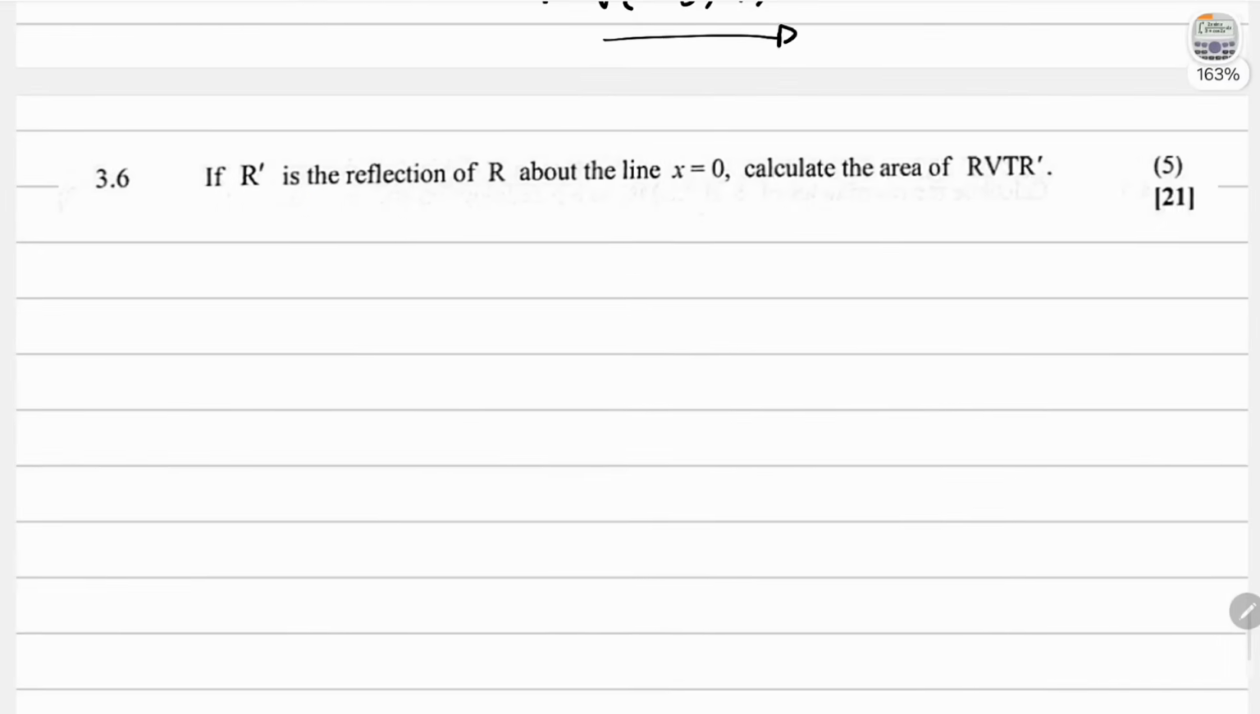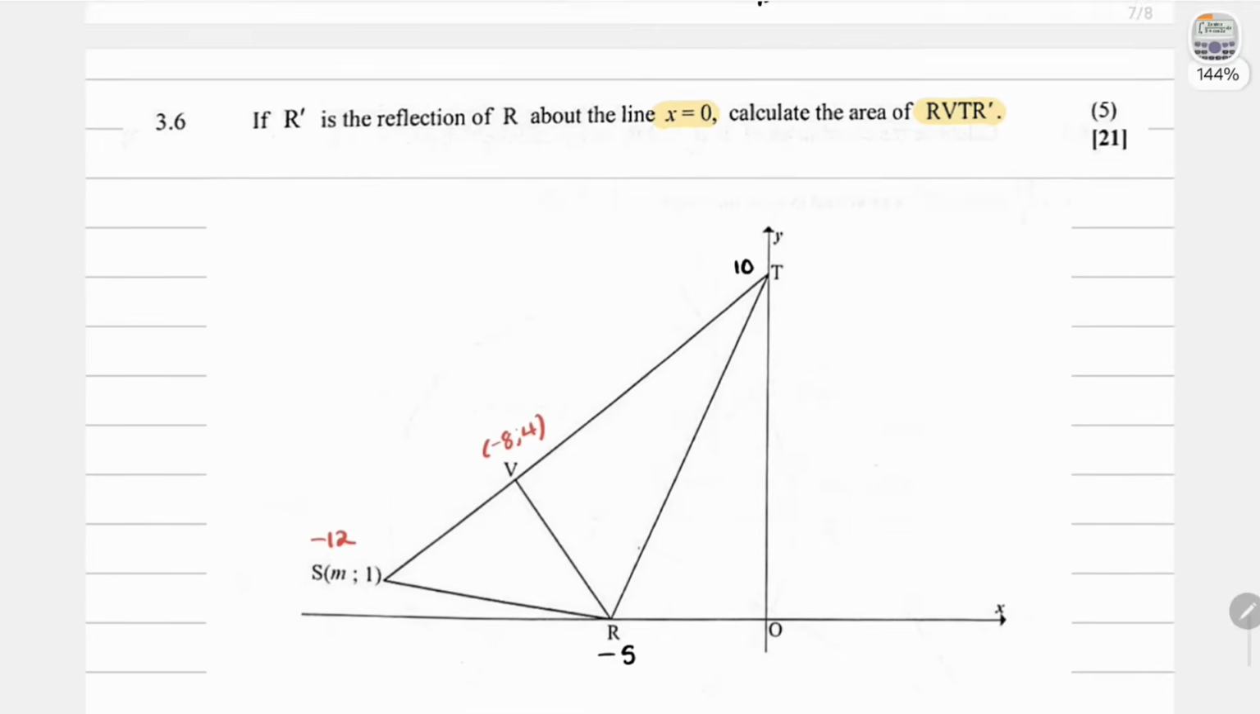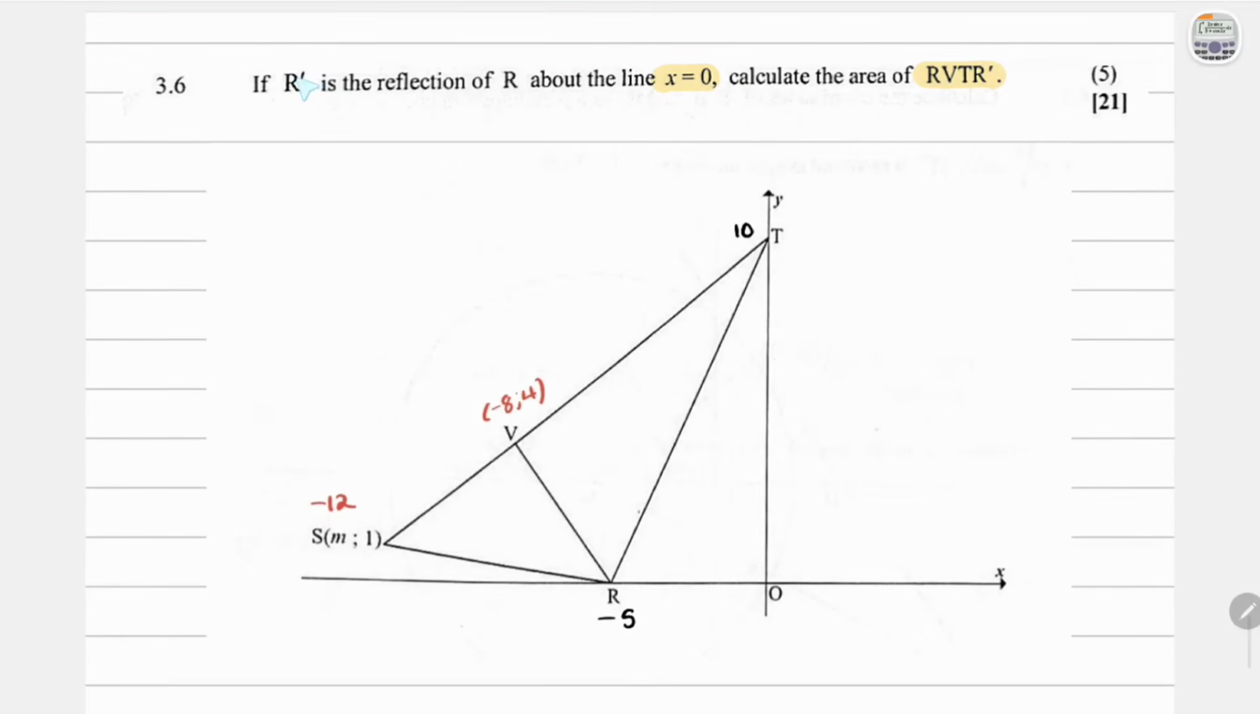Okay, the next question says R prime is a reflection of R about the line x equals 0. Calculate the area of RVTR prime. Let's go ahead and see what they're speaking about. Okay, so here is our diagram. You see, they say that R prime, the point that we're supposed to find first, is a reflection of R, right? R is negative 5 and 0. It's a reflection of R about the line x is equal to 0.